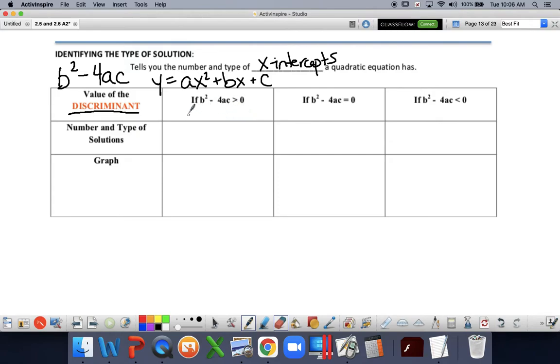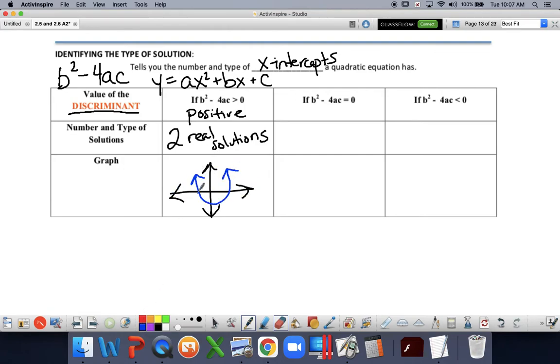If that integer is greater than 0, or a positive number, that means that you have 2 real solutions. That means you're going to have 2 real x-intercepts. And if I were to graph this on a coordinate plane, that would mean my parabola goes through my x-axis 2 times. If I calculate b squared minus 4ac and I get out 0, that means I have only 1 real solution. And if I were to plot that parabola on a coordinate plane, I'll do this one upside down, it's only going to hit the x-axis in 1 location.